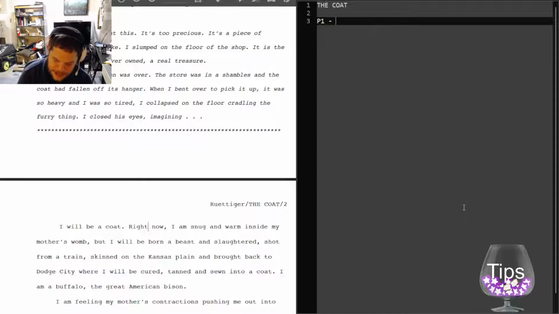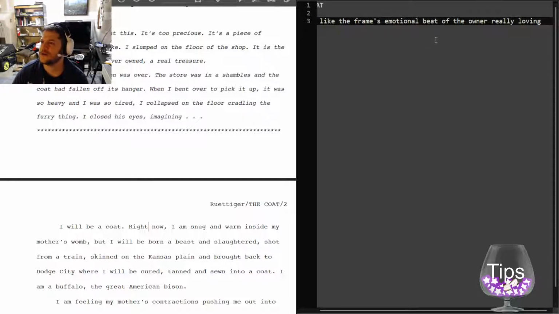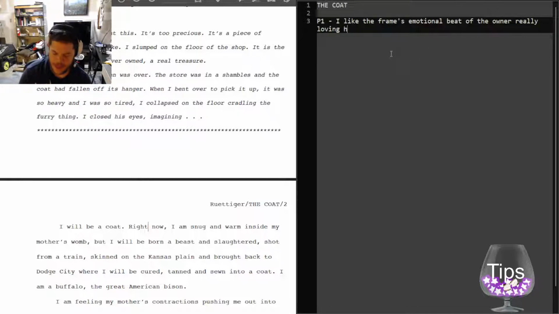So I like the frame in part. I like the frame's concept, the emotional beat of the owner really loving his merchandise. I think that's really, really cool, that there's this really deep connection to the item, because if the character in the story cares, I'm going to care, right?